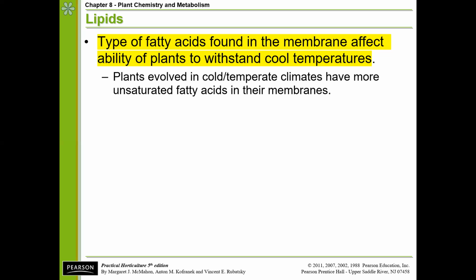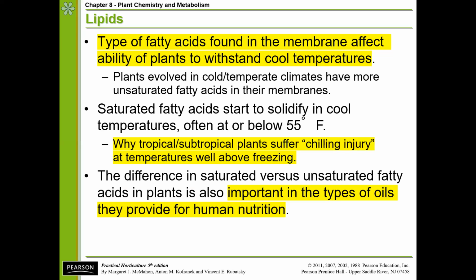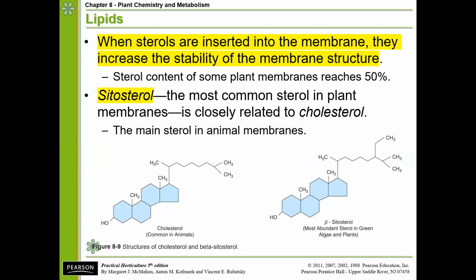Cool temperatures matter as well. Think about plants with more unsaturated fatty acids in their membrane. At or below 55 degrees, the membrane chemicals start to be affected, which is why tropical and subtropical plants are vulnerable. So fats are important in cooler temperatures. There is also a difference in saturated fat nutrition, and in the types of oils that they provide.